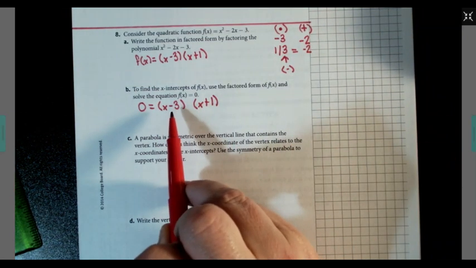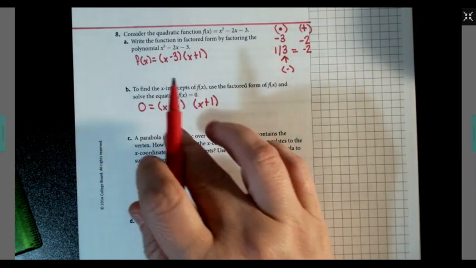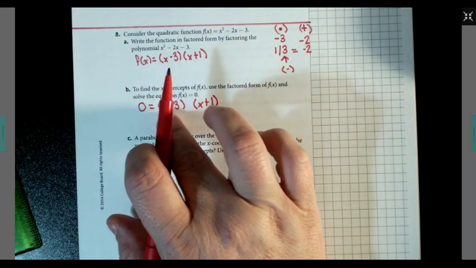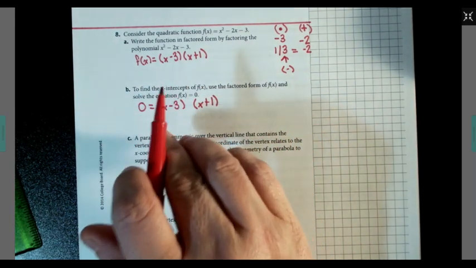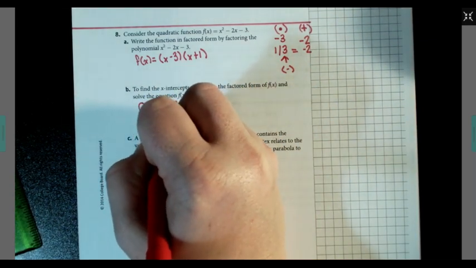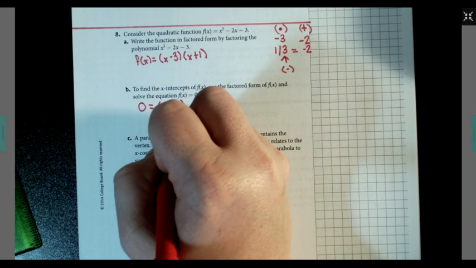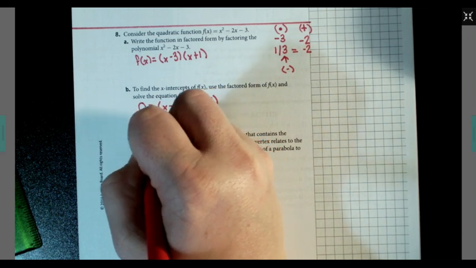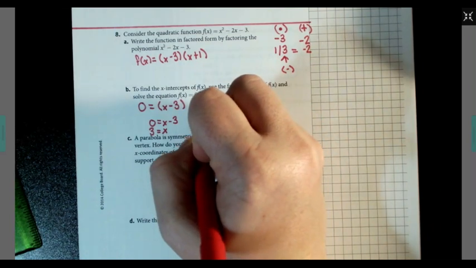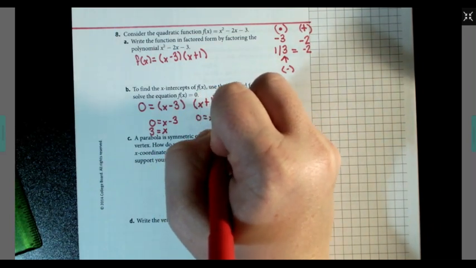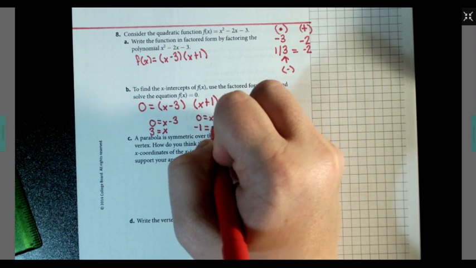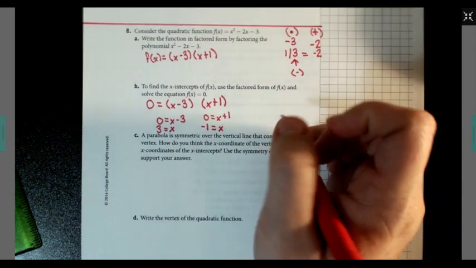Well, if you have it in factored form, in order for these two things multiplied together to give you 0, either one or the other or both have to equal 0. So we're going to say 0 equals x minus 3, so x equals positive 3. We're going to say 0 equals x plus 1. We would subtract 1, so we got negative 1 equals x.